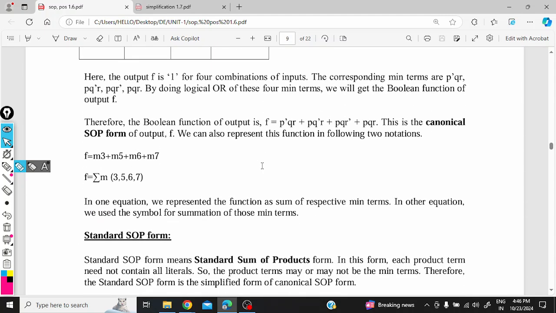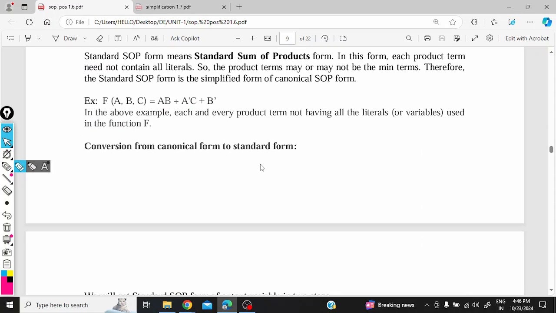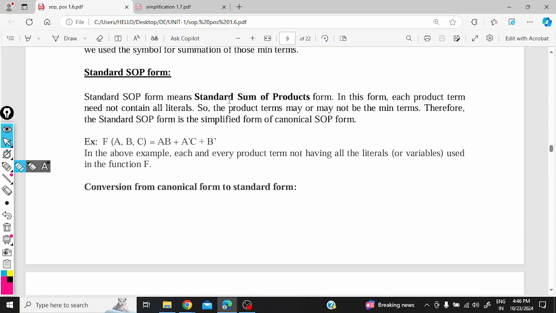Coming to standard form, standard SOP form means standard sum of products. In this form each product term need not contain all literals, so the product term may not be a min term. Now if you see this f of ABC, in the first term AB, C is missing. In the second term A dash C, B is missing. In the third term B dash, A and C are both missing. So this is a standard SOP form.